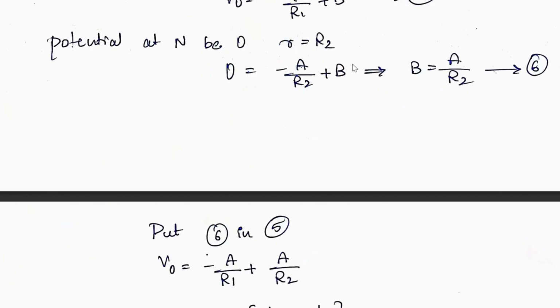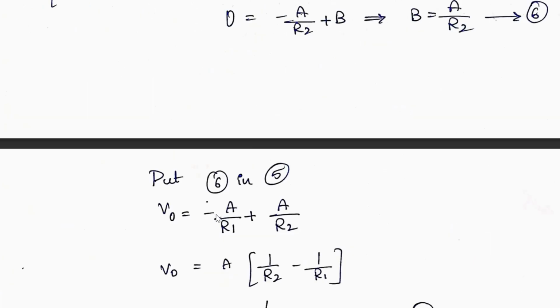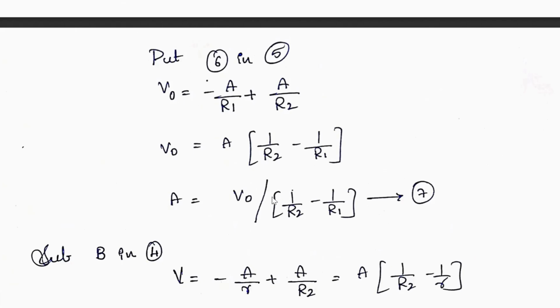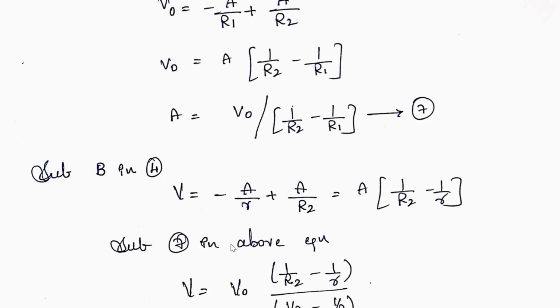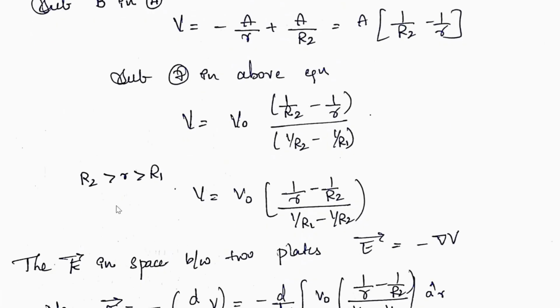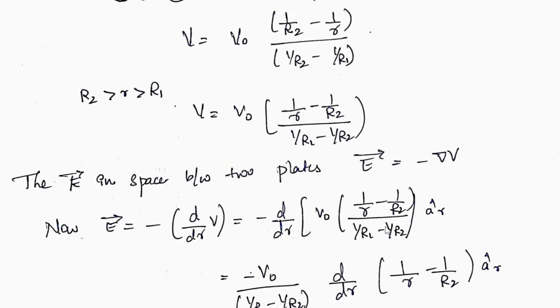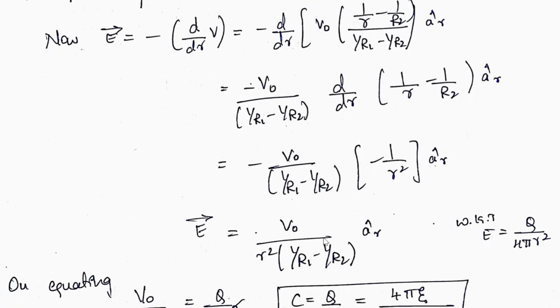Put this sixth equation in the fifth, substituting B. What will you get? You will get V naught is equal to minus A by R1 plus A by R2, which is, taking A common, A into 1 by R2 minus 1 by R1. So A is V naught divided by 1 by R2 minus 1 by R1. On substituting both A and B, we get this equation. On solving and simplifying, where r lies between R2 and R1, you will get the electric field in the space between the two shells. E vector is equal to minus del V. Now E vector is equal to minus of d by dr of V. Substitute this V here. You will get the final equation as electric field is equal to V naught divided by r square of 1 by R1 minus 1 by R2 in the a_r direction.